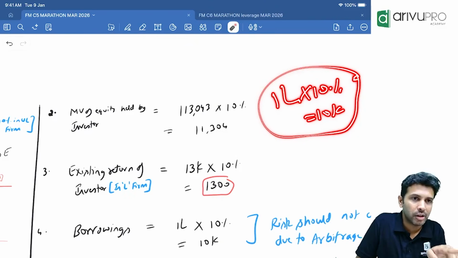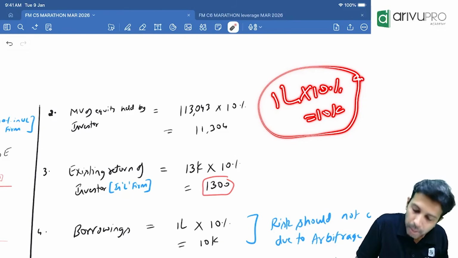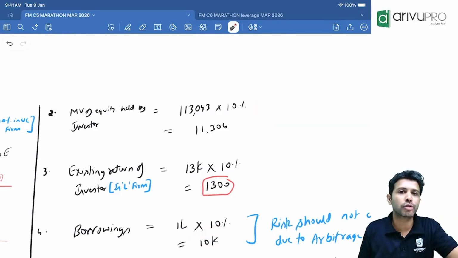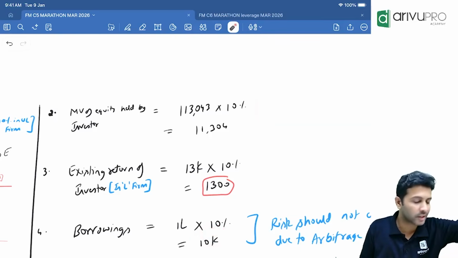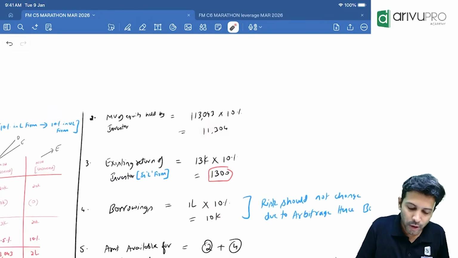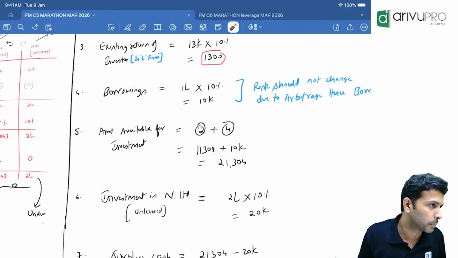Keep it the same. But how do you keep it the same? The unlevered firm does not have debt, so what to do? Borrow 10,000. That means you will get cash from two sources: one, borrowing, and another, selling the levered firm's shares. If you add both, you get the total amount available for investment. How much is that? 21,304.